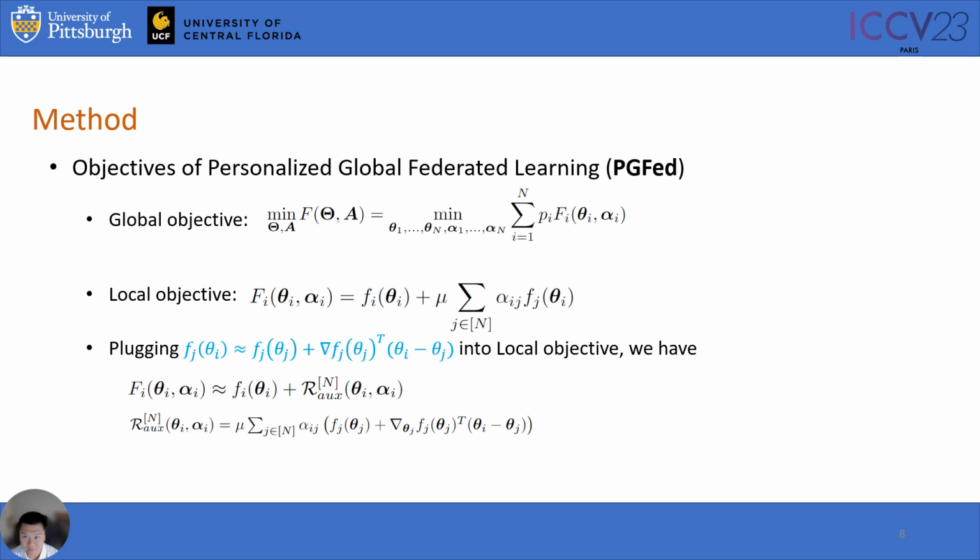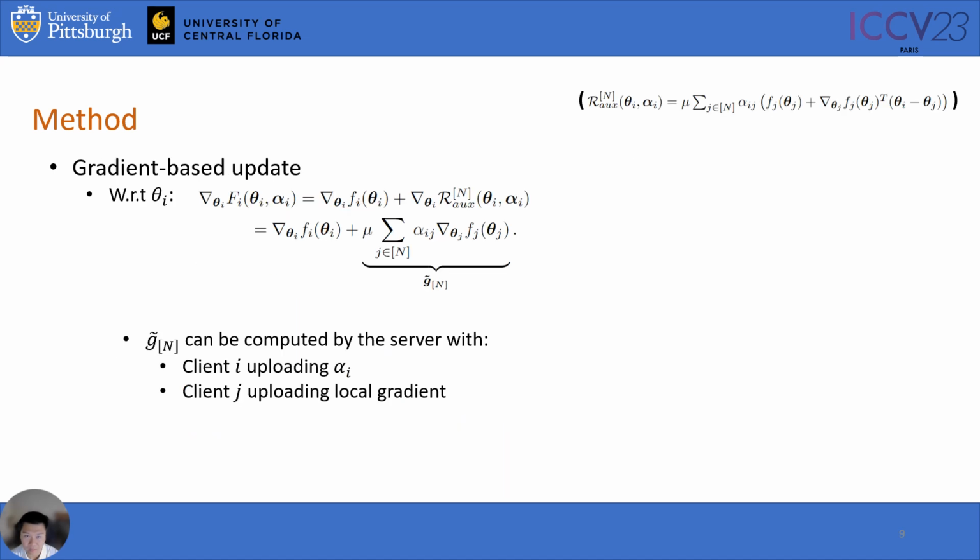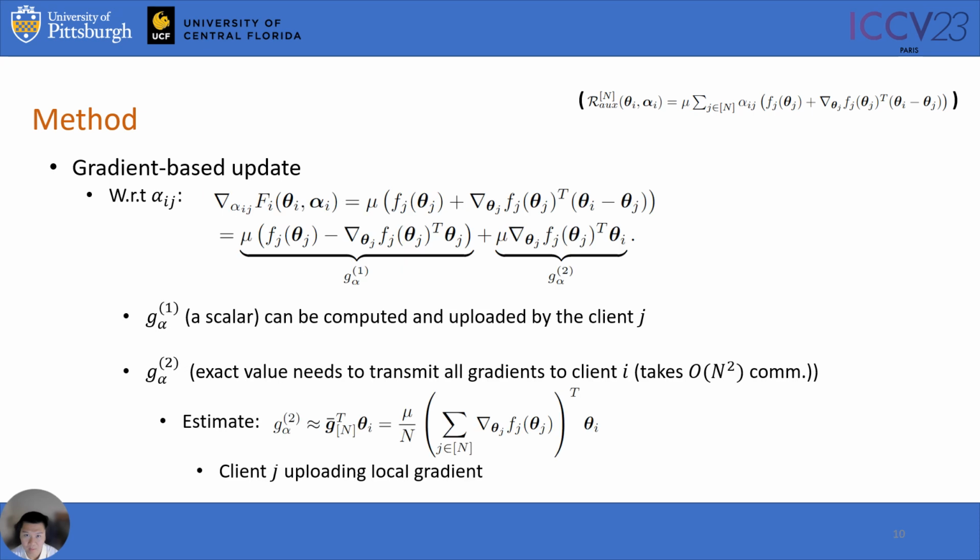What is left is to calculate the gradients with respect to the model weights theta i and the adaptive coefficients alphas. The gradient with respect to theta i is shown in this equation. The second term, g tilde n, can be computed on the server with the clients uploading the adaptive coefficients and the local gradients. The gradient with respect to alpha is shown here.